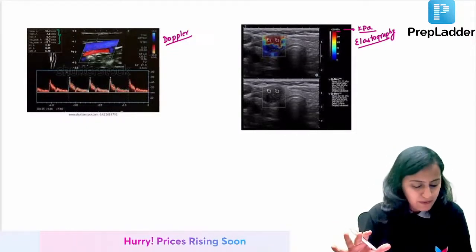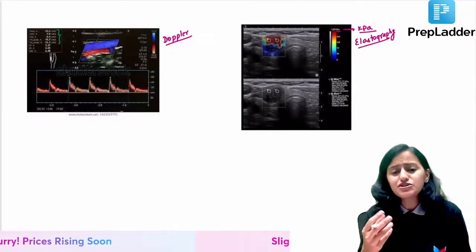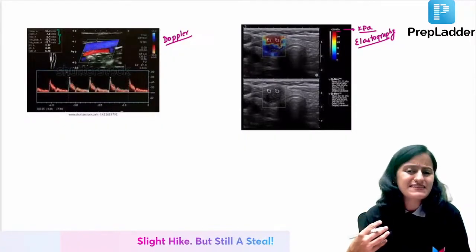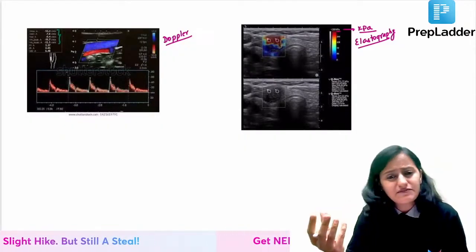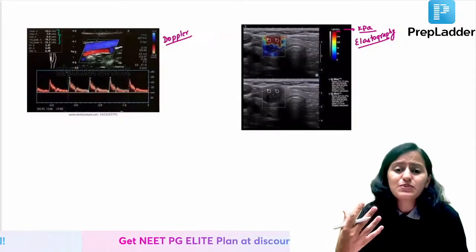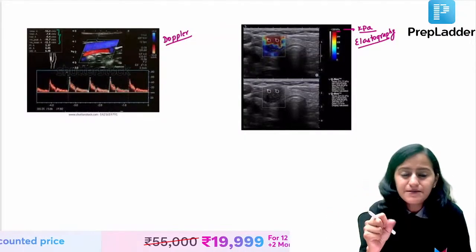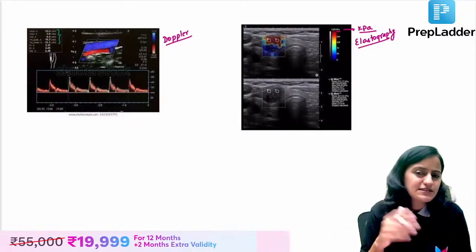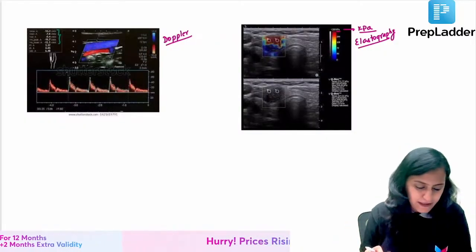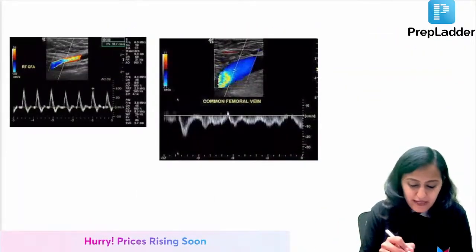Okay, clear with everyone? So elastography is done in thyroid nodules, in breast lesions, liver lesions, etcetera, basically to see whether the lesion is benign or malignant. Malignant lesions are generally hard, so it helps you to identify whether the lesion is soft or hard. Okay. All right, going to the next one.